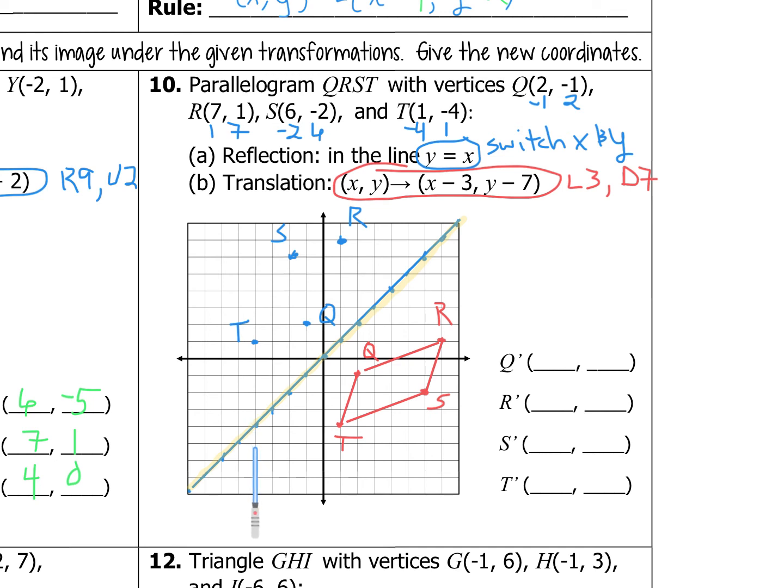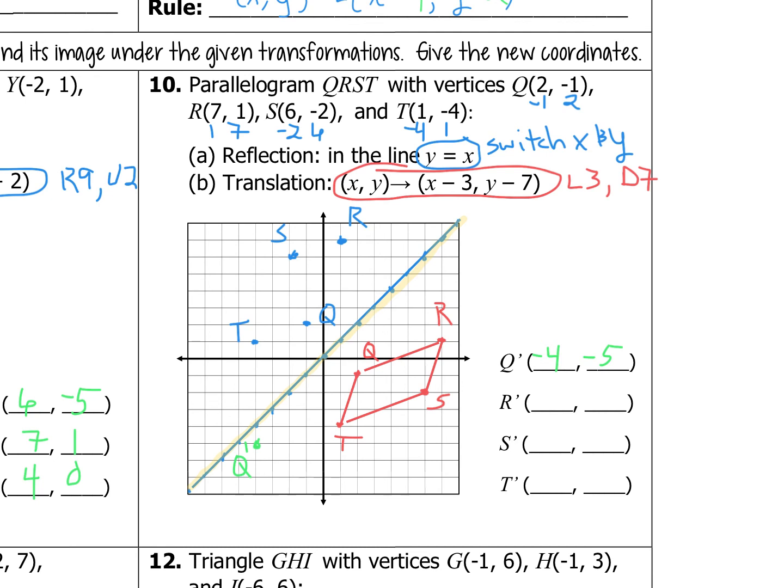So I'm right here at -4, -6. Is that right? Let me try that again. Left 3, 1, 2, 3, down 1, 2, 3, 4, 5, 6, 7. So that's -4, 2, 4, oh, -5. That's right. So -4, I knew I counted wrong, -5. So right there is our Q prime.